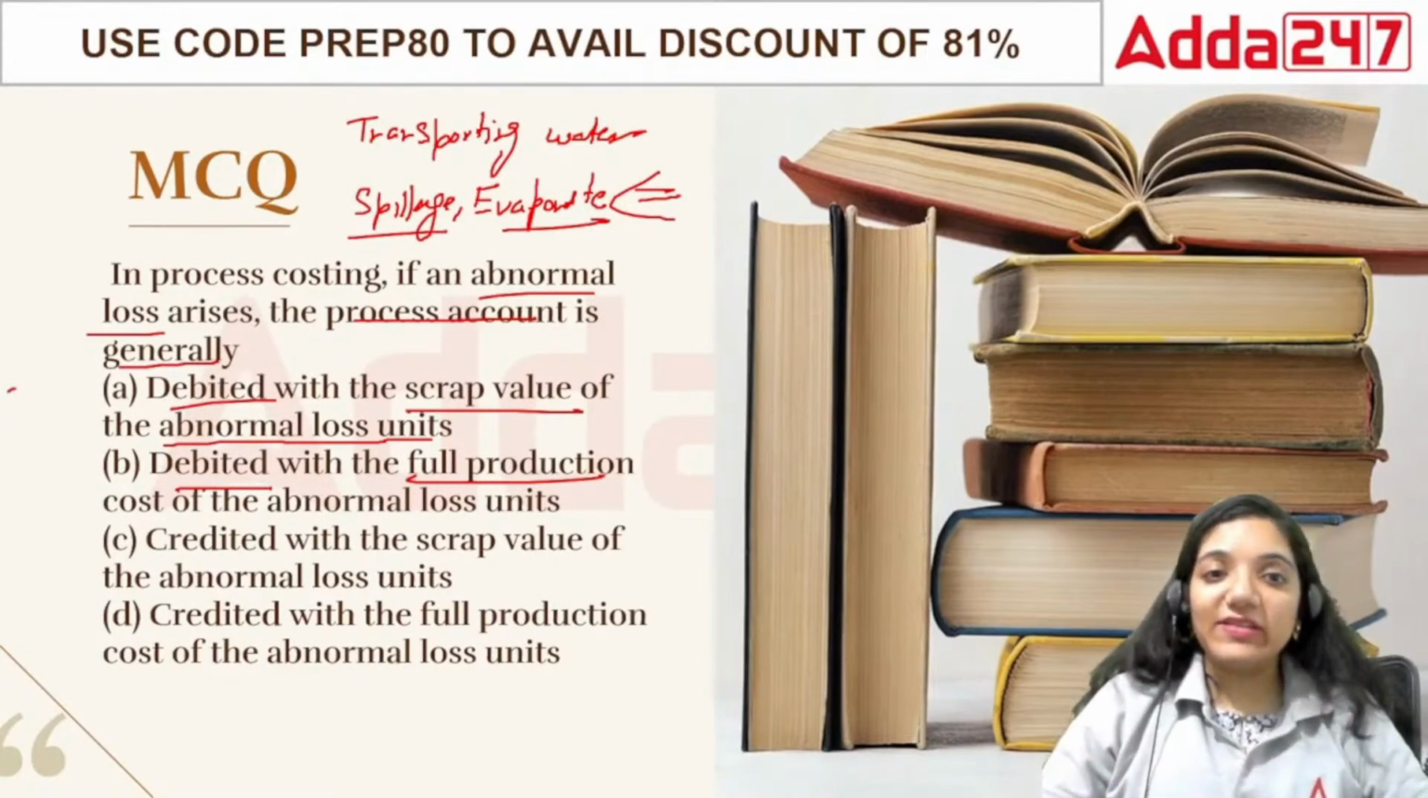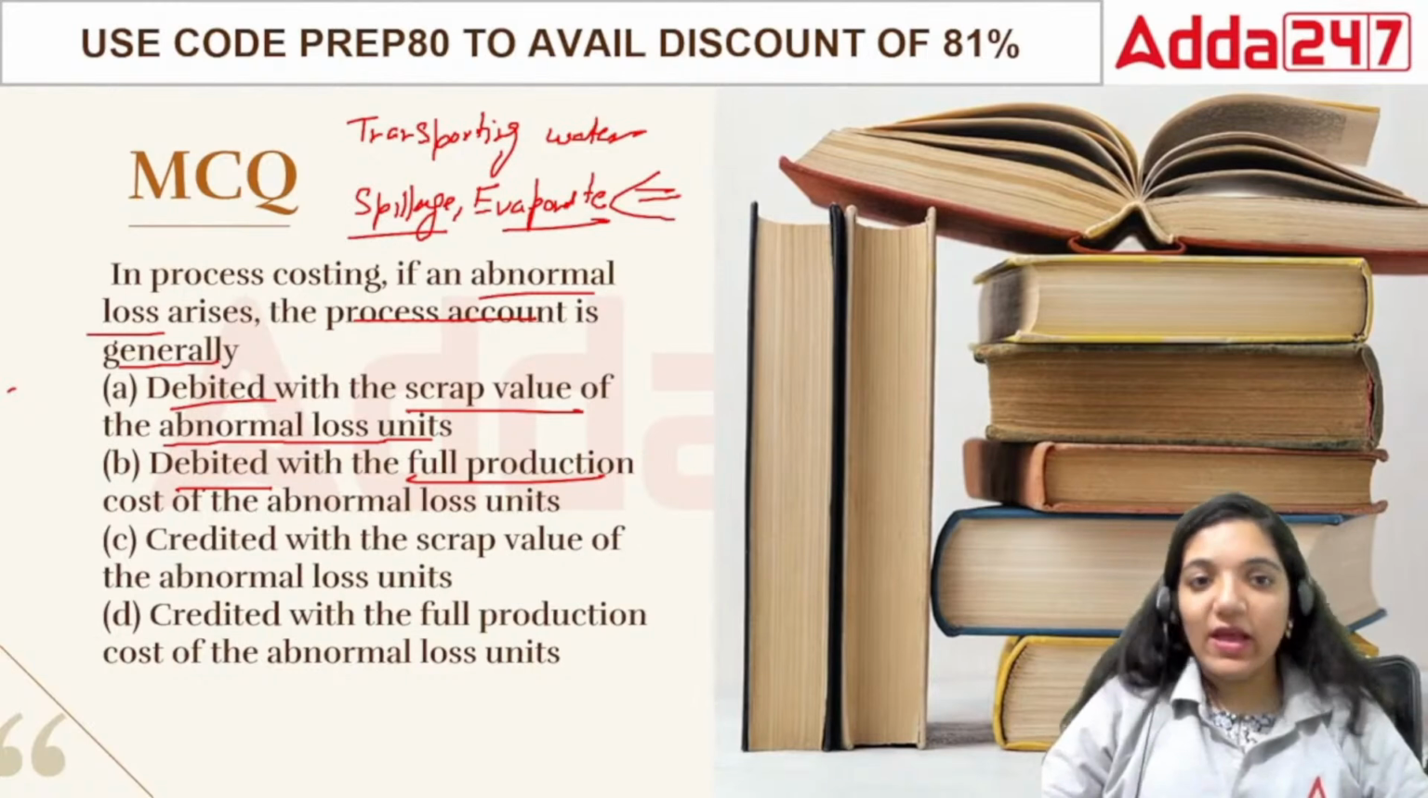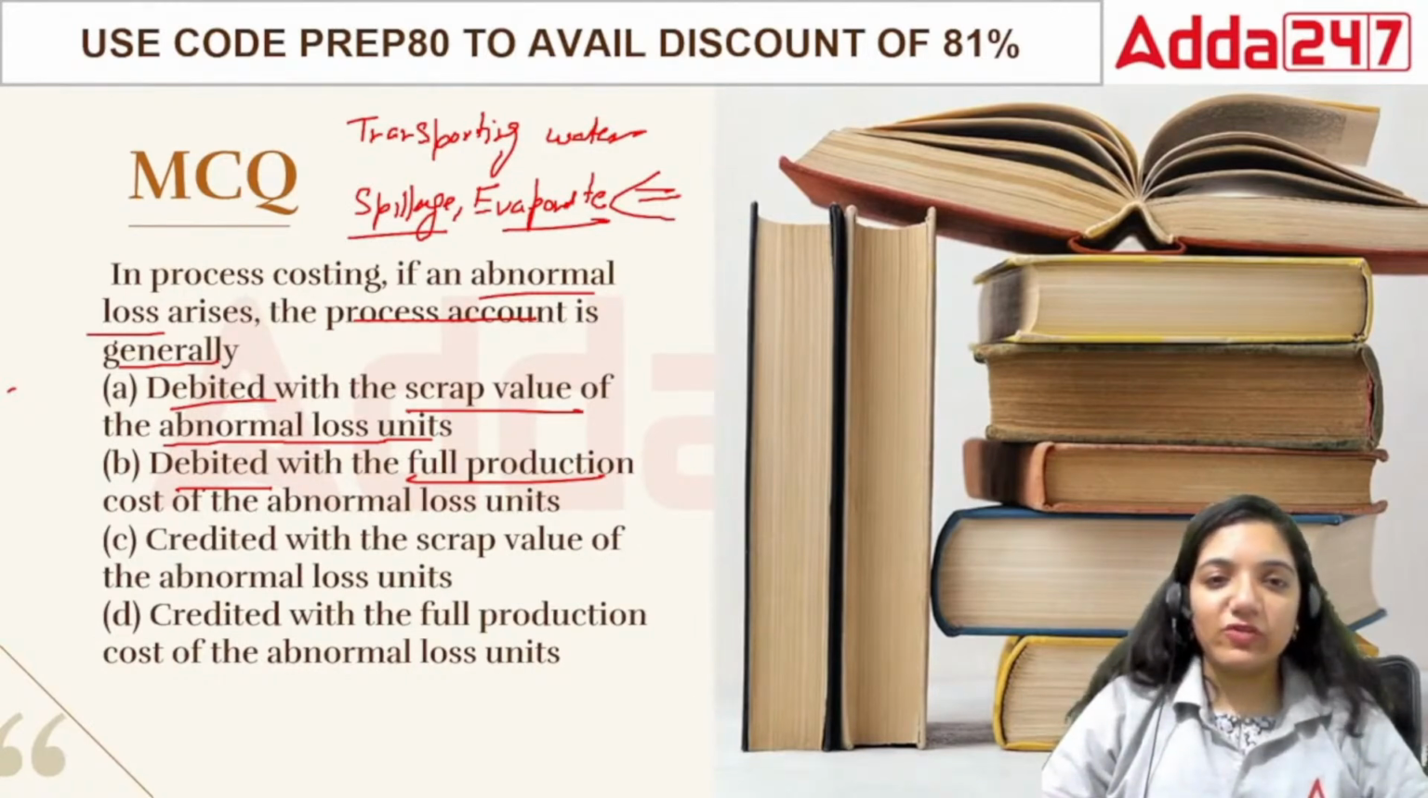The next point is credited with the scrap value of the abnormal loss units. In this case, what's going to happen is that we have to look forward towards the scrap value. Scrap value means what would be left by the end, and then credited with the full production cost of the abnormal loss. They are asking what should we do with the abnormal loss.